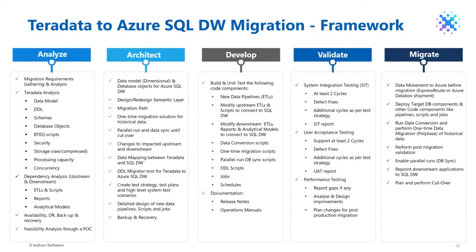Coming to the architect stage, we talk about various elements in architecture, specifically that migrating from Teradata to Azure needs a majority of changes. Starting with the data model: if we are sticking with the dimensional model, we have to identify the changes in the data model. We have to redesign the semantic layer and identify the migration path. If there is a one-time migration solution for historical data, that needs to be designed and architected. We need to architect parallel runs and data sync until cutover. We need to design changes to impacted upstream and downstream apps. We need to identify data mapping between source and target, in this case Teradata and SQL DW.